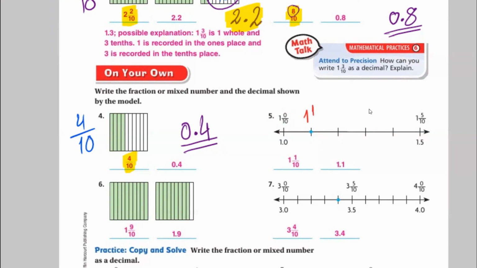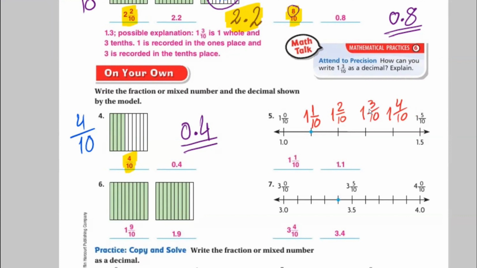1 and 1 over 10. Great. And the next one? 1 and 2 over 10. The next one? 1 and 3 over 10. What do you notice here? The whole number stays the same, right? Yes, you just add to the fraction. So it would be 1 and 4 over 10, and the last one is 1 and 5 over 10.